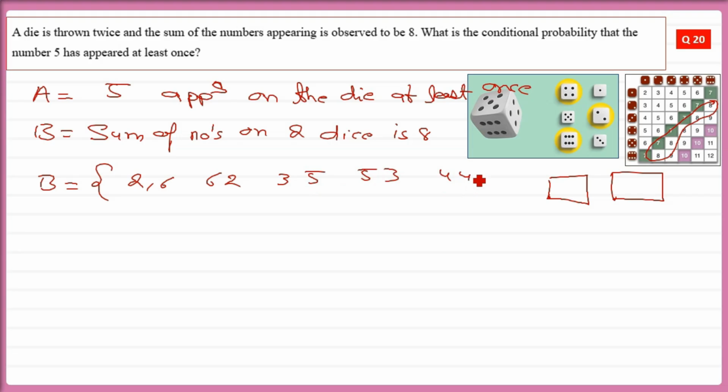That is now learned by heart to us, because we have already done this. So the number of elements in B is how many? 1, 2, 3, 4, 5. 5 is the number of elements in B. Coming to A, 5 appears on the die at least once.